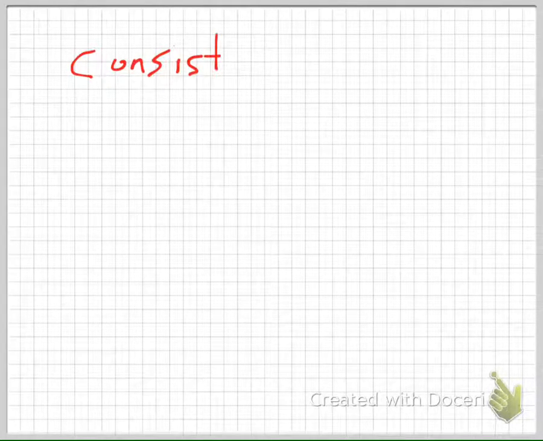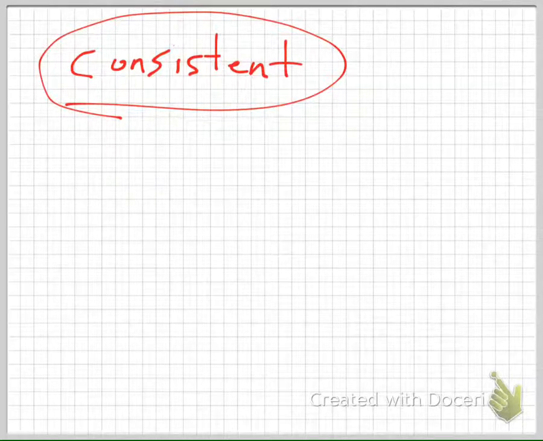If a system has at least one solution, so this is important, if it has at least one solution, it's considered to be consistent. Now, consistent, A-N-T. What are the two possibilities? If it says there's at least one solution, that means that it's going to be where they cross once, or they're the same line. That means they're consistent. Does that make sense? So look down there at the chart.